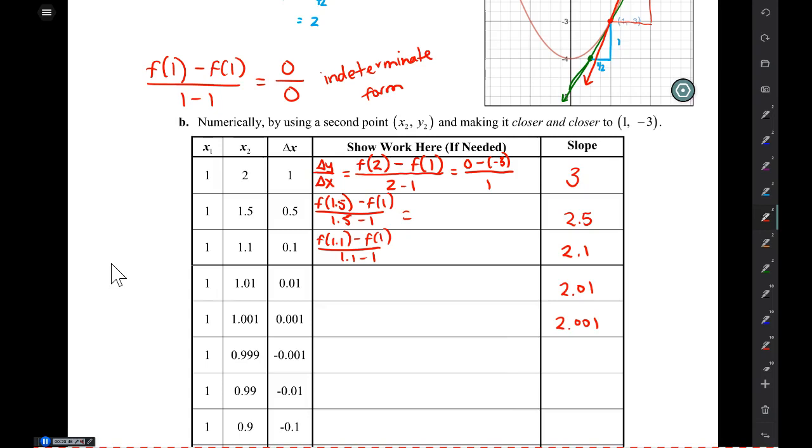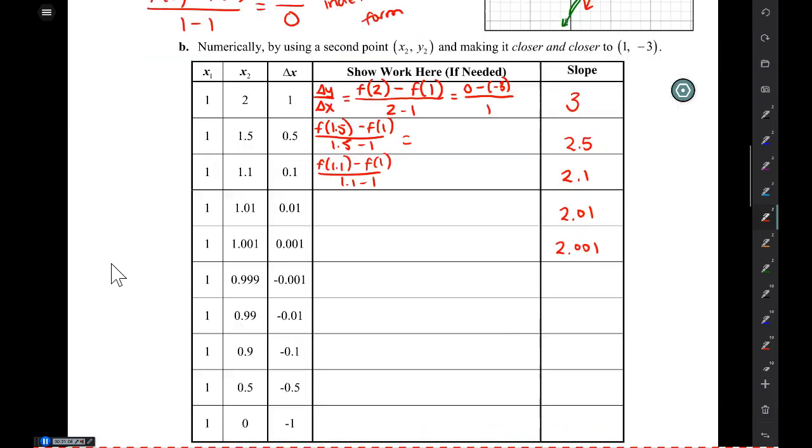Because to find the slope between 2 points, we need 2 points. If I have just one, it doesn't work out. I need 2. So the idea is we pick a second point, we get it closer and closer and closer to the other point, but we don't ever want it to actually be the same as the other point. We just want it to get as close to it as possible. Okay, let's keep going with this idea.